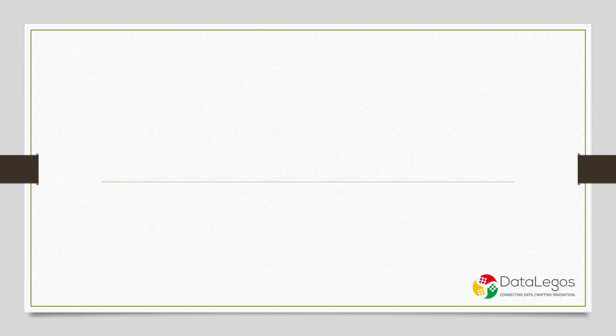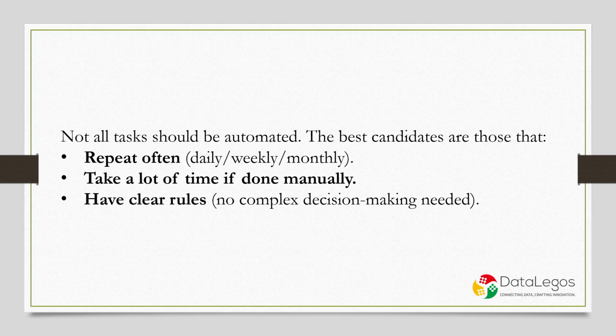Now, not everything should be automated. The sweet spot is repetitive tasks. The best candidates are those tasks that repeat daily, weekly, or monthly, eat up a lot of time if done manually, and follow clear rules with no complicated decision-making.